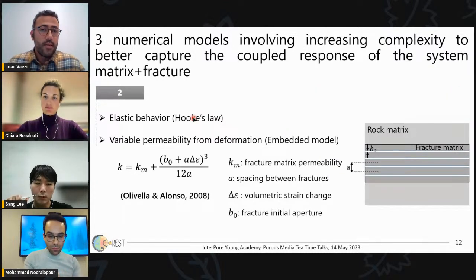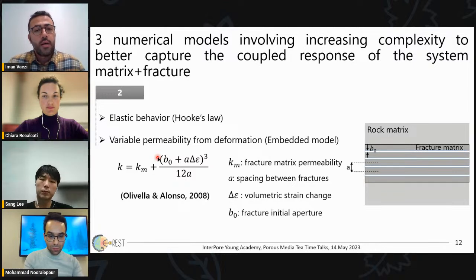The second model incorporates an embedded model in which permeability is a function of volumetric strain in the fracture. In this model, fracture permeability varies with distance from the injection interval and remains constant and equal to the initial value far away from the injection well, where pressurization has not dilated the fracture.